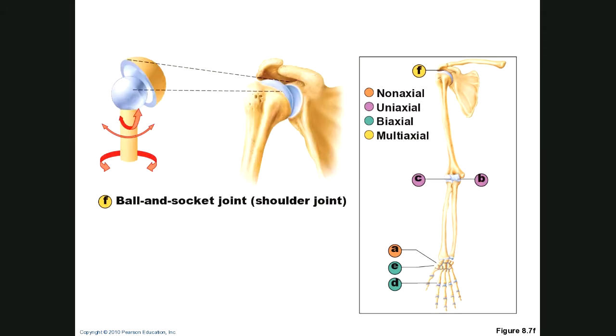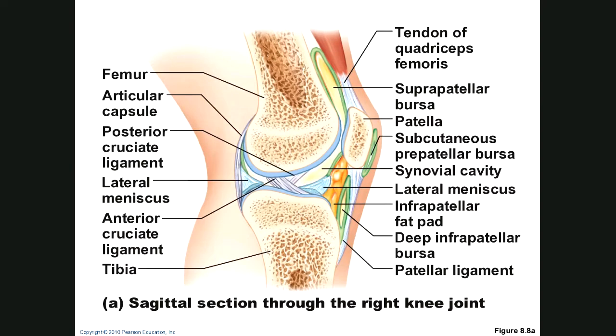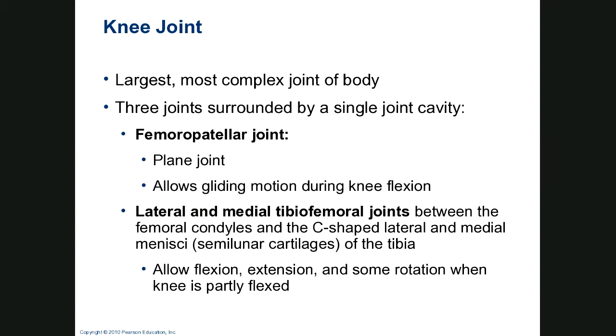Okay, ball and socket joint. One is the shoulder joint. And let's see. This thing is changing slides radically and crazily. Okay, shoulder joint is one. We'll go through more. Okay, specific joints we're going to talk about.